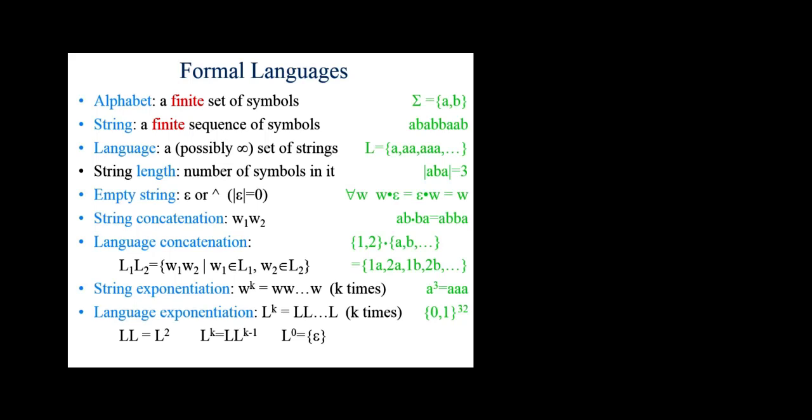Right? So 13 to the 0th power, what is that equal to? 13 to the 0. 1. Why not 0? Why not nothing? Why 1? Because 1 is the identity element for multiplication.